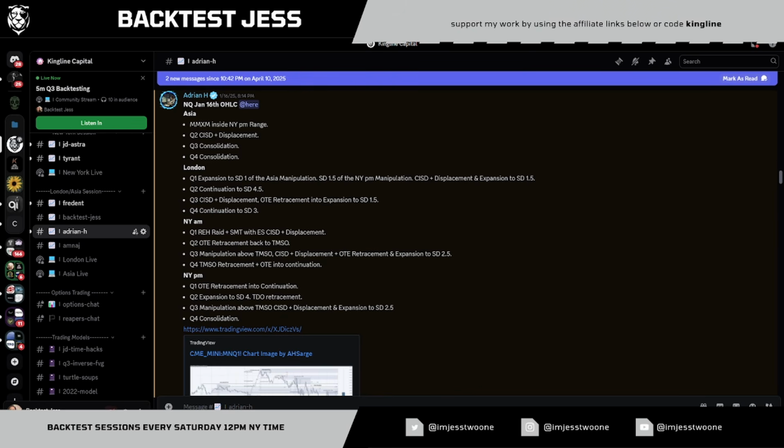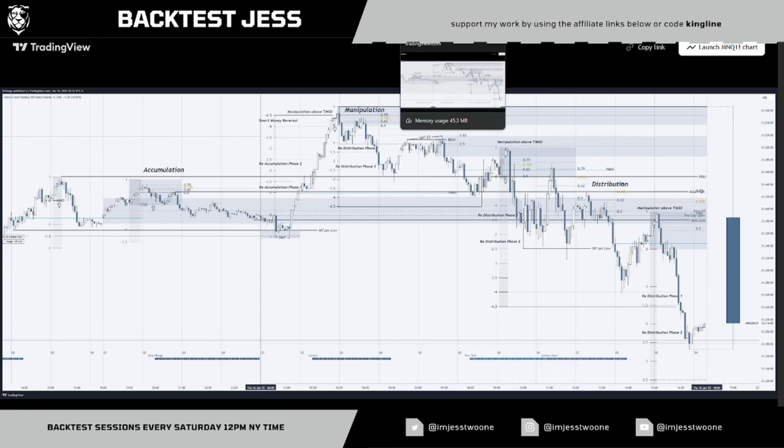Then we have Q3 manipulation above TMSO, change of state of delivery, and OTE. So in Q3 is when all those conditions are met, and then we expand lower. We have the change of state of delivery here, and then we return to OTE again before making new lows here. I can't quite see if we get this sweep here, but this is a nice SBS as well if we do get that sweep. So 1, 2, 3, and then we don't sweep 2 until here, and we go back.